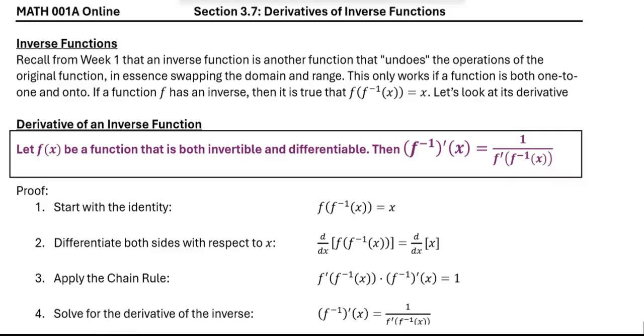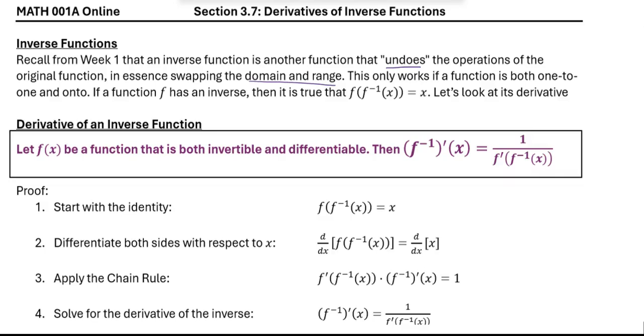Welcome to a video on section 3.7, derivatives of inverse functions. You might recall from the first week that an inverse function is a function that undoes the original function. In other words, it goes in reverse. It's more than reverse though, it's a reverse and undoing. In essence, it swaps the domain and range, right? So inputs become outputs, outputs become inputs.